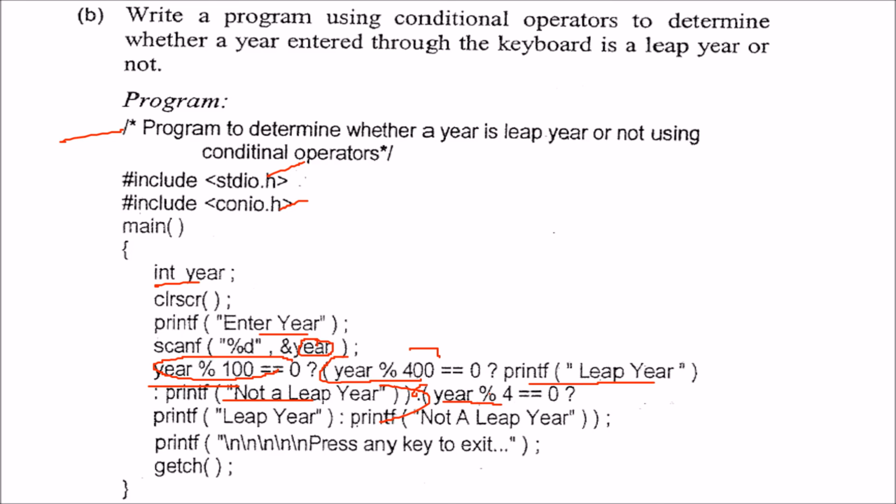If year modulo 4 is equal to 0, then we say it is a leap year or not a leap year. So this is quite a nesting of various options which are available. So just try it using your IDE.